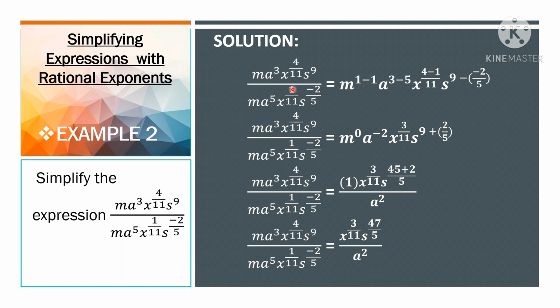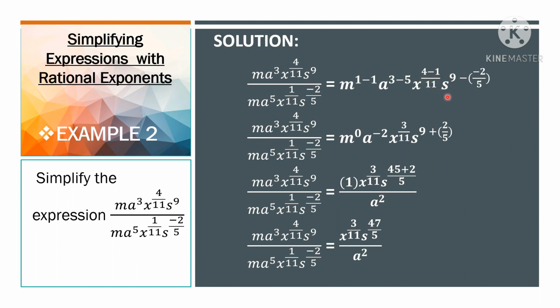For base a, nasa taas is 3. Dito naman po sa denominator ay 5. So, meron tayong 3 minus 5. For base x, we have 4/11 minus 1/11. Since parehas ang denominator nila, so similar fractions, kinopya ko lang po yung common denominator which is 11, and then sinubtract ko lang po yung kanilang numerators which is 4 and 1. Kaya meron tayong 4 minus 1 dyan.